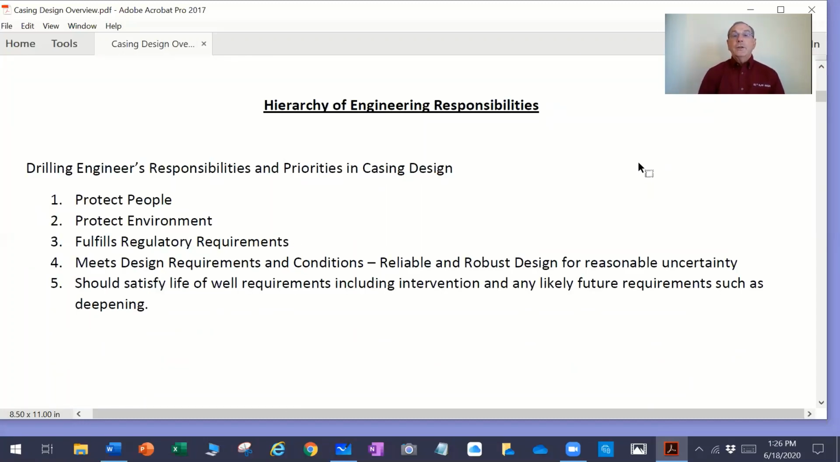The hierarchy of engineering responsibilities related to casing design is very important. I've listed them here. The very utmost responsibility of an engineer is always to protect people and to protect the environment. Sure, we want to fulfill some project goal that we have in mind, achieve something, make something, do something, but the overarching responsibility that we always have as an engineer is to protect people and protect the environment.